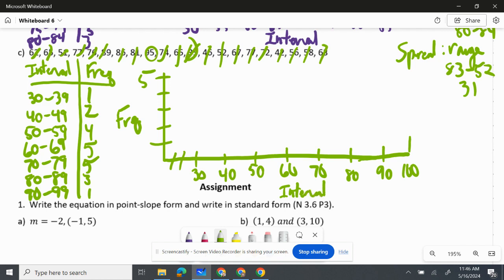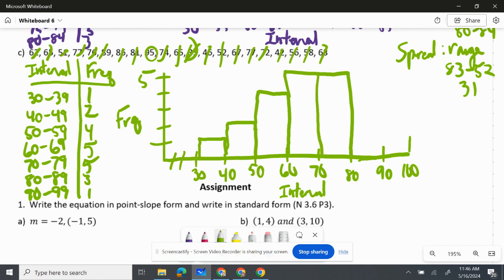And then I'm going to draw my bins. So I have 1, 2, I have 4, I have 2 at 5, I have a 3, and a 1.